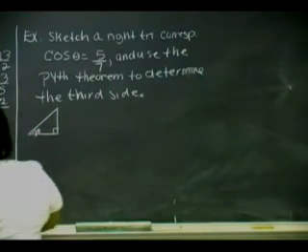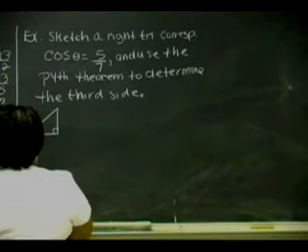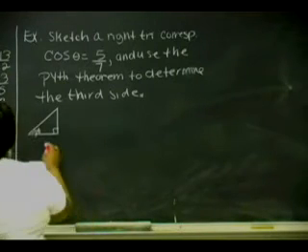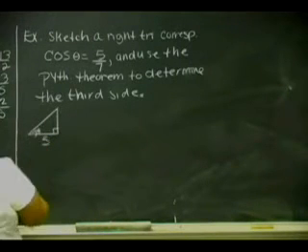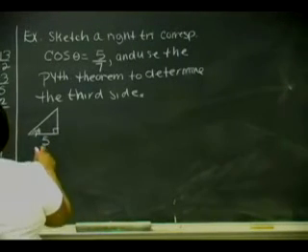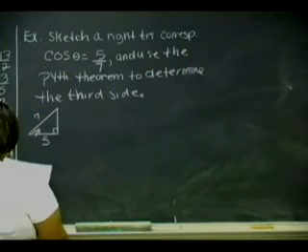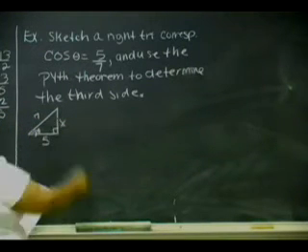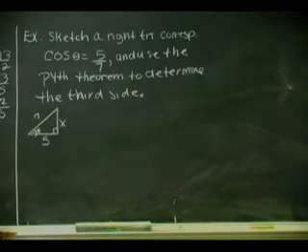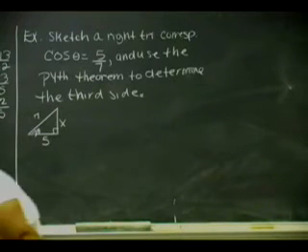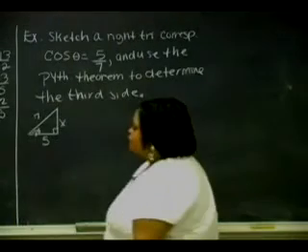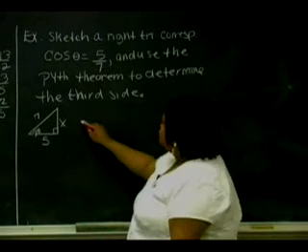Okay? Cosine, we know hypotenuse and adjacent. The numerator represents what? Adjacent. The denominator represents the what? Hypotenuse. So that means we need to find the opposite side. Okay? We need to find the opposite side. So, how do we find the opposite side? By Pythagorean theorem. The opposite side is what?